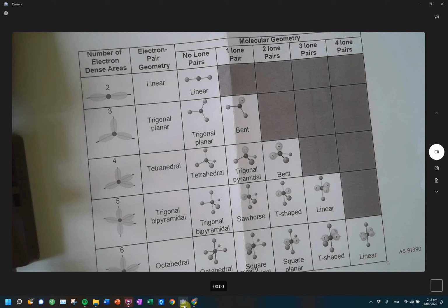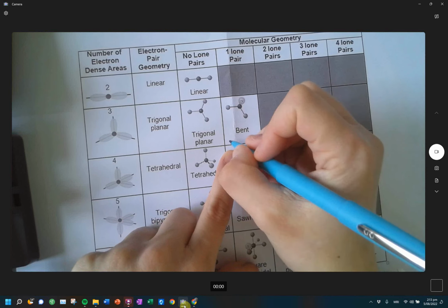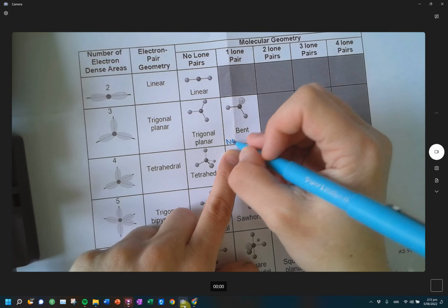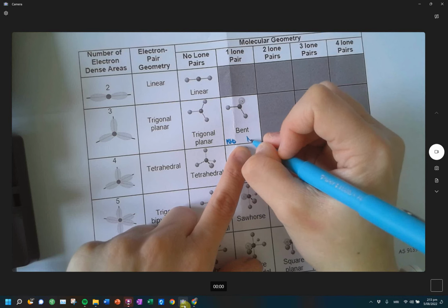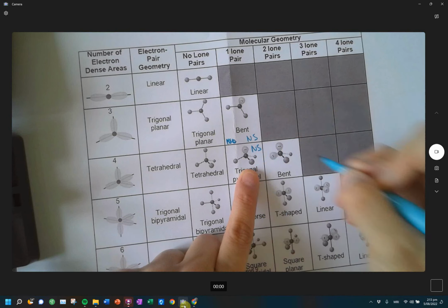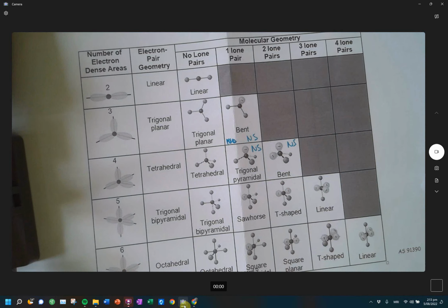So some of the ones that will never have symmetry would be this one here. No symmetry, so it'll probably be polar. This one again has no symmetry. This one has no symmetry. Even though there's two lone pairs of electrons there, it's not going to evenly balance. It's going to be one very negative side of the molecule, and then I don't know what the other side is.